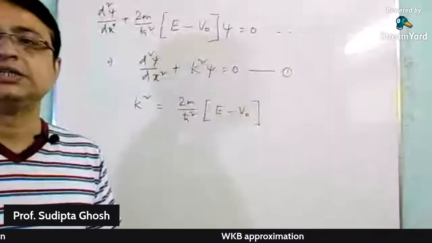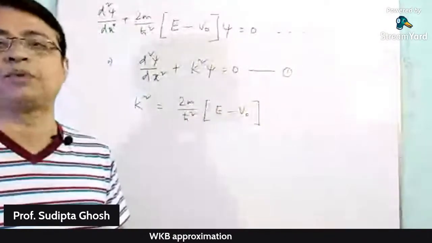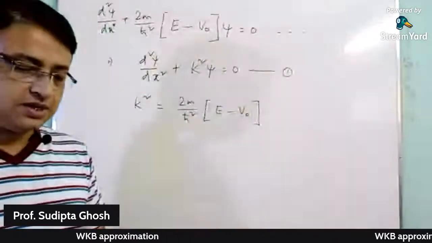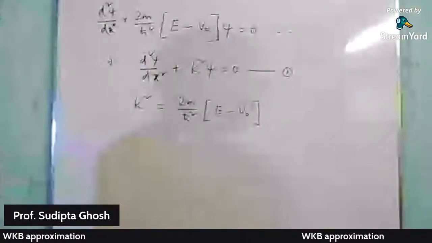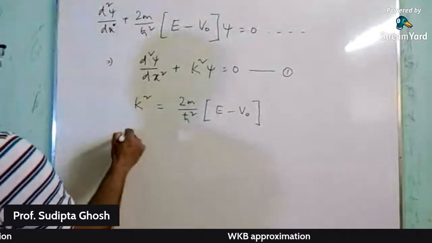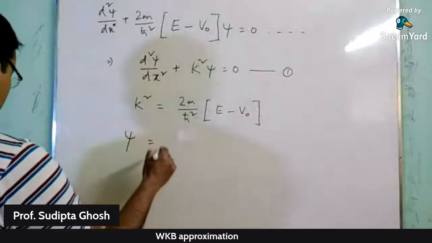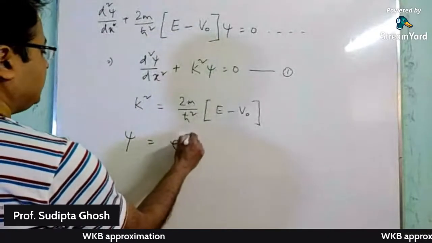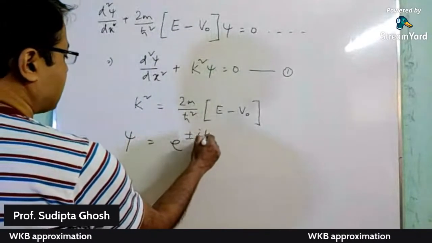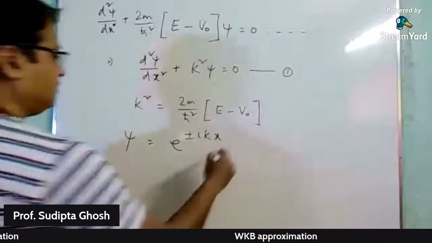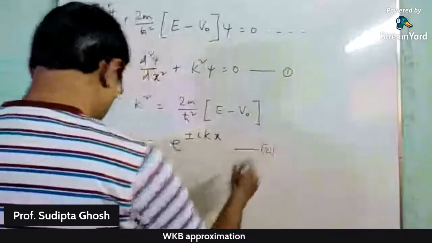Now, let us solve this equation. Our problem is to solve this equation. Its solution is psi equals e to the power plus or minus i k x. Let it be equation 2.